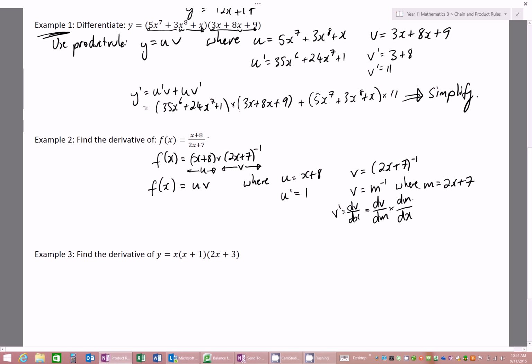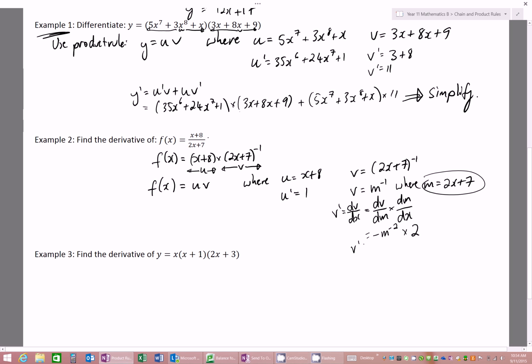Until this point, keep using the proper setting out for chain rule. I'll show you in the final lesson a simplified way, but I really want you to have this chain rule idea down pat. So dv dm is the derivative of this guy, so minus m to the power minus 2. Hopefully that's routine for you by now. And dm dx is the derivative over here, which is just 2.